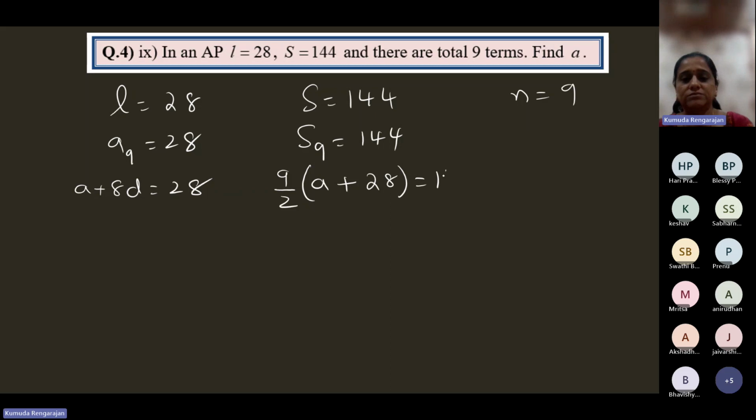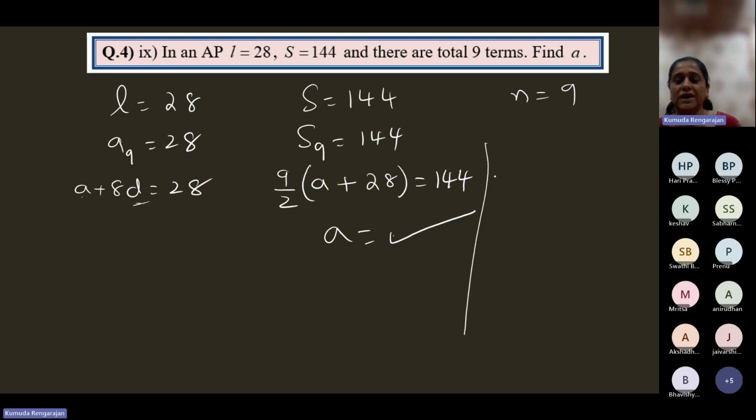Do you think this is useful? S9 is n by 2, 9 by 2 of the first term. First term is not known. Plus the last term, 28. Because it's given. Last term L is 28. Now, when you work this, can you find the value of any unknown? Yes, you can find A. Once you find A, substitute the value of A here and find the value of D.